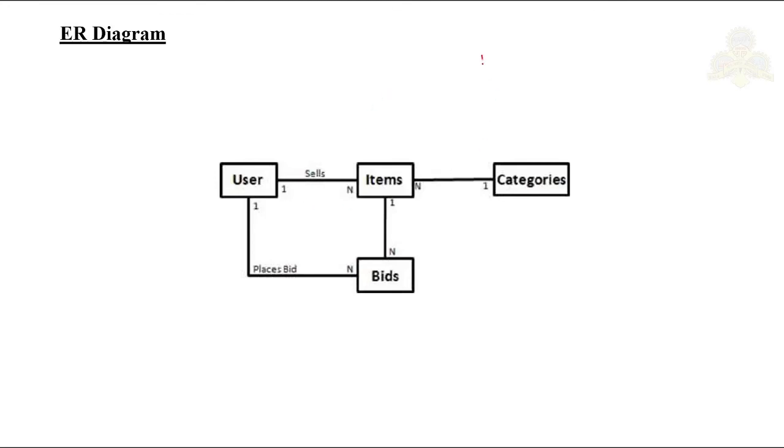Then again, the common forms of relationships are one to one, we know this one, then many to one, or it can be one to many or many to many. So here it is represented. A single user can sell multiple items, a single user can place multiple bids, multiple items can belong to the same category, and a single item can have multiple bids. So these are the relationships here.